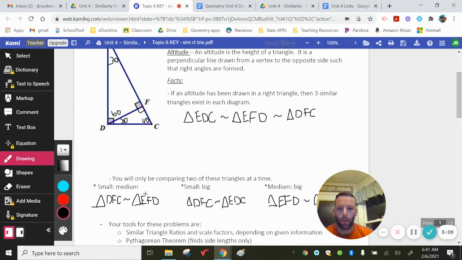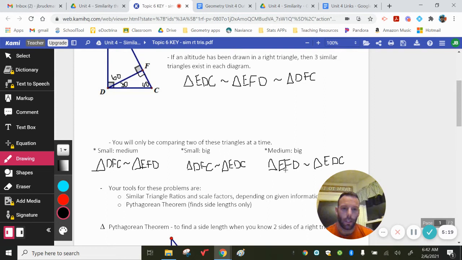But then I have a 30, a 90, and a 60. And just like each one of these, I can compare the small triangle DFC to the big triangle EDC, or the medium triangle EFD to the big triangle EDC. So I can compare any two of them, and then I can write my corresponding sides in a ratio if I'm trying to find a missing length.